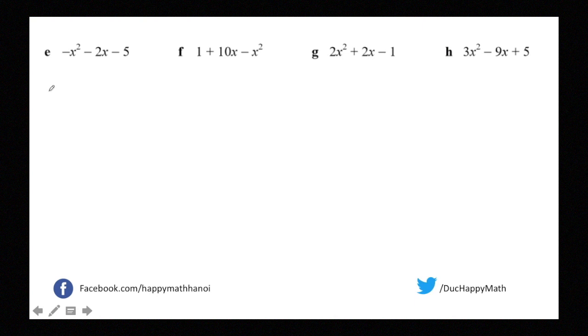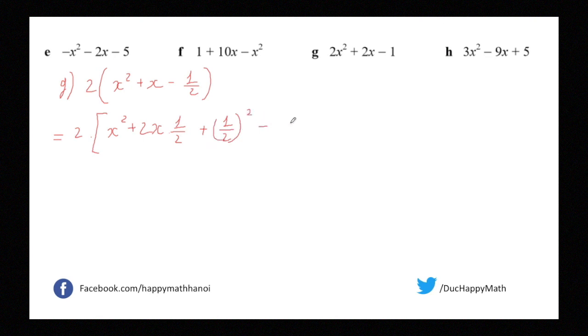We continue with question G. 2 will be outside, a new factor. Minus 1 over 2, x squared plus 2x. So the new factor here has to be multiplied with the 2x to equal only x, so it means the factor here has to be equal to 1 over 2. And plus 1 over 2 squared and minus 1 over 2 squared, and minus 1 over 2 is the constant from the original expression.